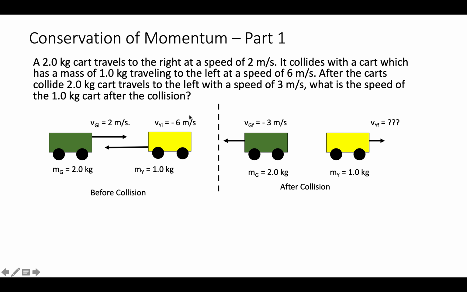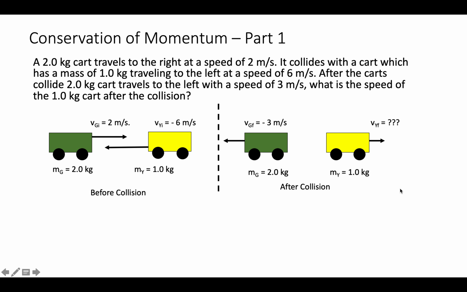And because it's traveling to the left, its velocity is negative because we're considering the right to be the positive direction. After the carts collide, the green cart, the 2 kilogram cart, is traveling to the left with a speed of 3 meters per second, and because it is traveling to the left, it has a negative velocity, so the green velocity final is -3. And we want to determine what is the velocity of the 1 kilogram yellow cart after the collision.